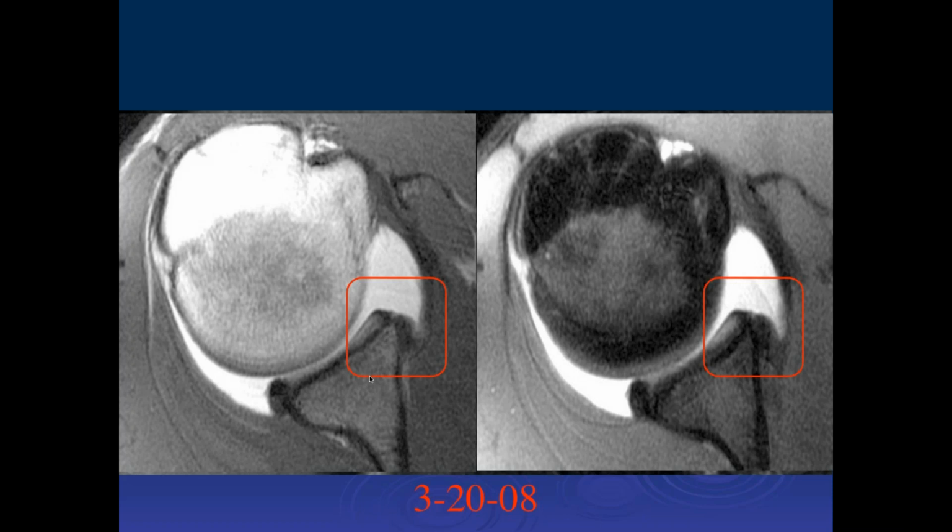You have to tighten that capsule up too. Yeah. You have to imbricate the ligamentous structure. Okay.